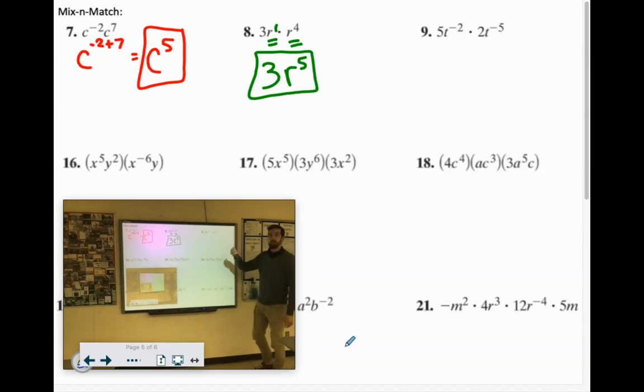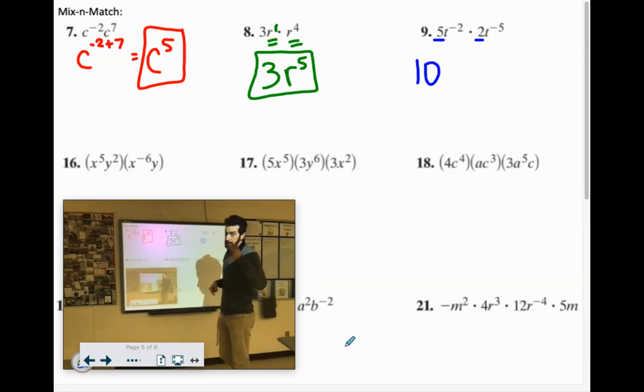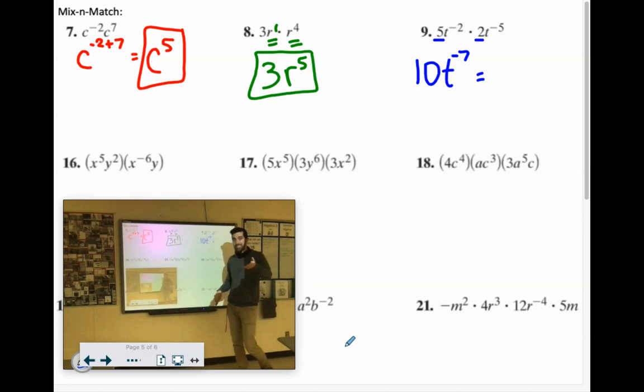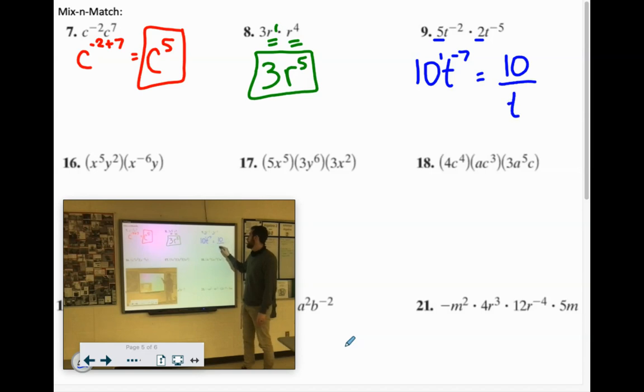Now, when we do have those numbers in front, we can always multiply them. 5 times 2 is 10. Because if we're going to add the exponents, they have to be the exact same base, which these are not. So we just multiply. Now these t's are the same. Negative 2 plus negative 5 would be negative 7. Make your adjustments. Now 10 is 10 to the first. That doesn't have a negative exponent, so that stays. Only thing moving is the t to the seventh goes to the denominator.